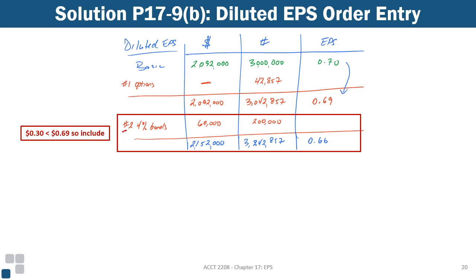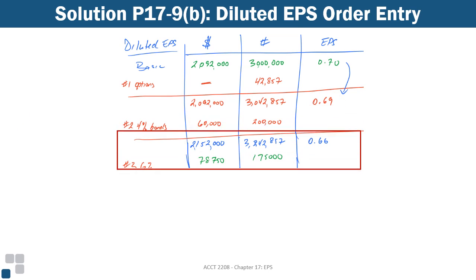The next ranked item is the 4% bonds. Because the individual impact of 30 cents is less than the new 69 cent subtotal, we can continue to include it. So we will add $60,000 and 200,000 shares. So the new subtotal is now $2,152,000 and 3,242,857 shares. Taking dollars divided by number, that's 66 cents a share. This is our new comparative for the next step.